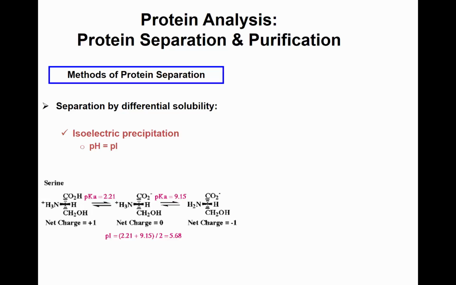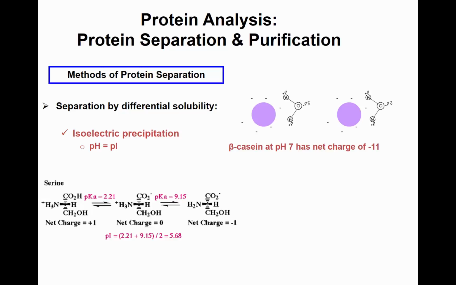Isoelectric precipitation. Let's say I extracted the protein at pH 8 or 8.5. It's soluble, it's loving its environment, but it's mixed with oligosaccharides. I don't want the oligosaccharides. I can precipitate the protein if I know its isoelectric point. I know the isoelectric point of beta-casein. It is 4.6. And I know at neutral pH it has a net charge of negative 11.